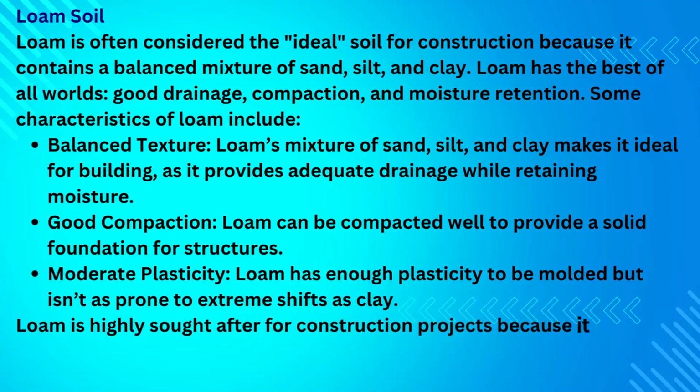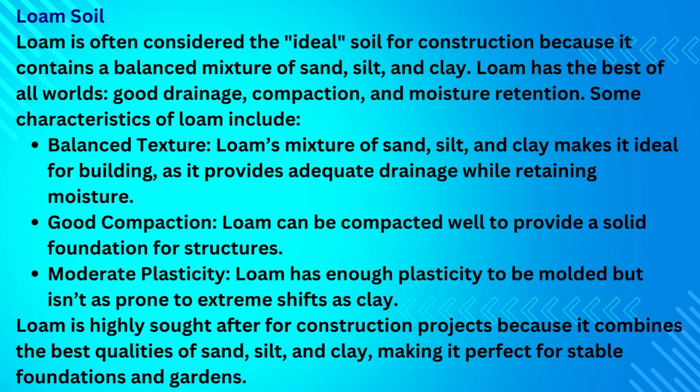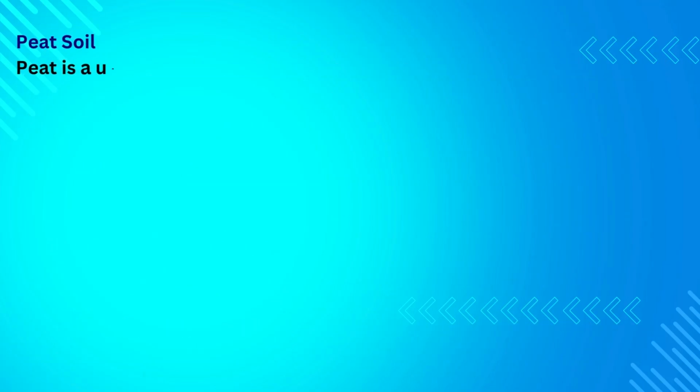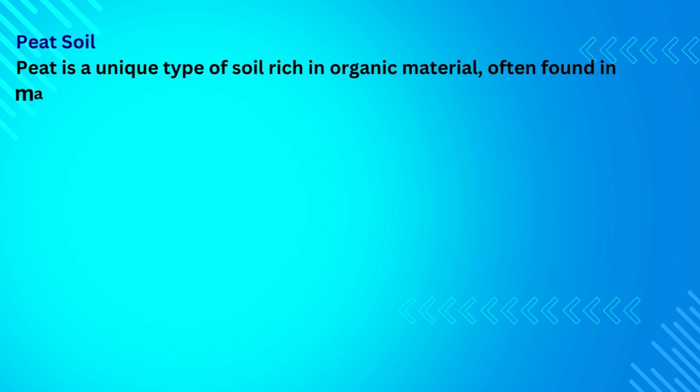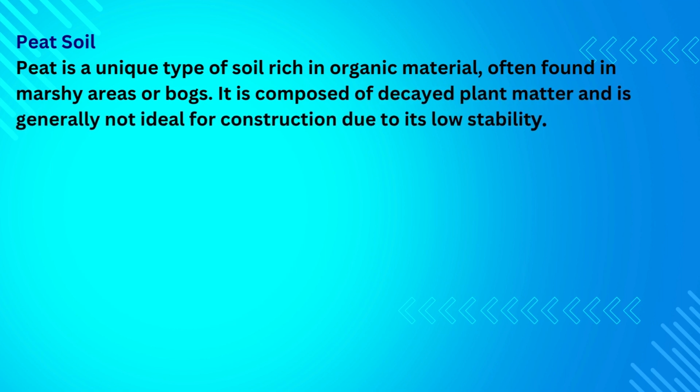Loam is highly sought after for construction projects because it combines the best qualities of sand, silt, and clay, making it perfect for stable foundations and gardens. Peat soil. Peat is a unique type of soil rich in organic material, often found in marshy areas or bogs. It is composed of decayed plant matter and is generally not ideal for construction due to its low stability.